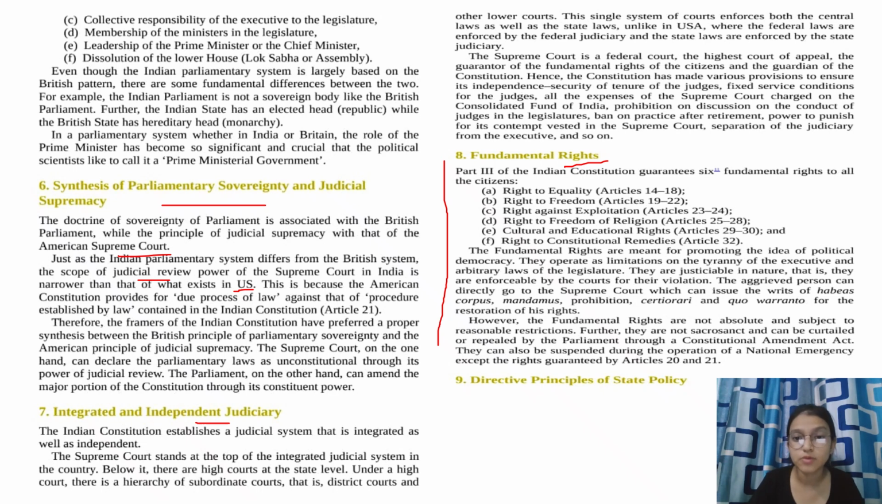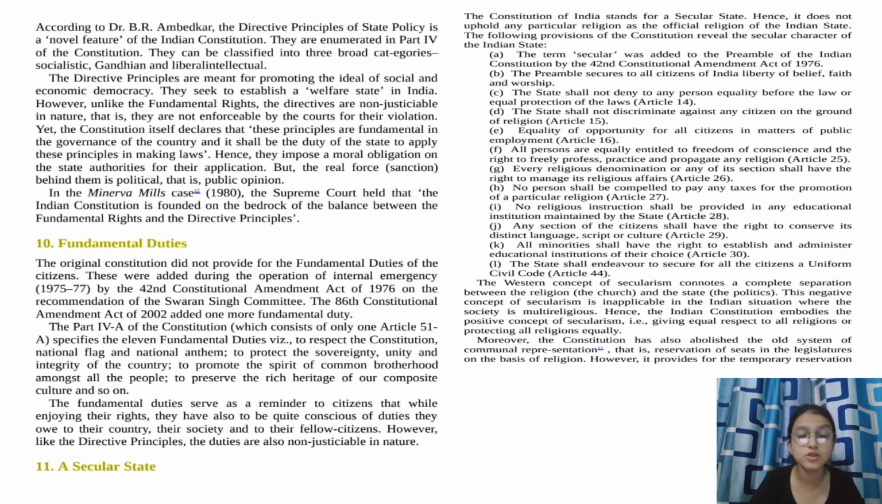And next we have DPSP, the Directive Principles of State Policy, which is not justiciable in nature. For example, if any person refuses to follow the principles given in that particular policy, they are not justiciable. That means the person cannot be brought to court just because he didn't follow what is written in the directive principles of state policy.